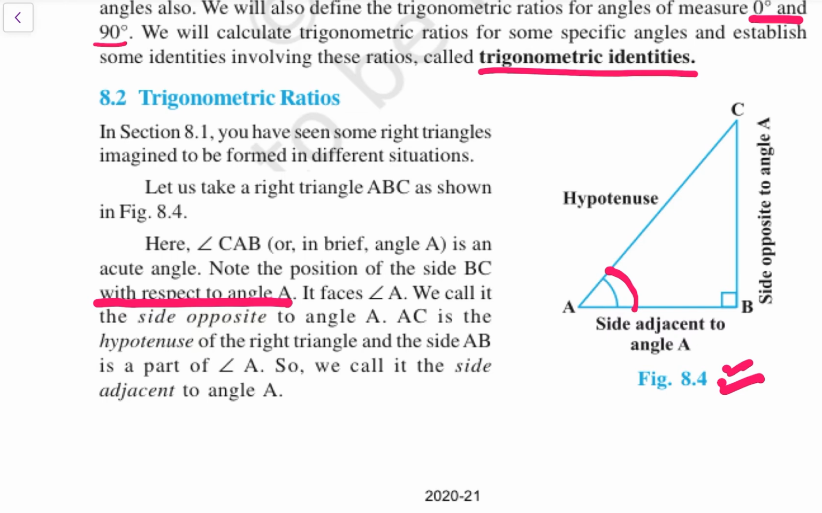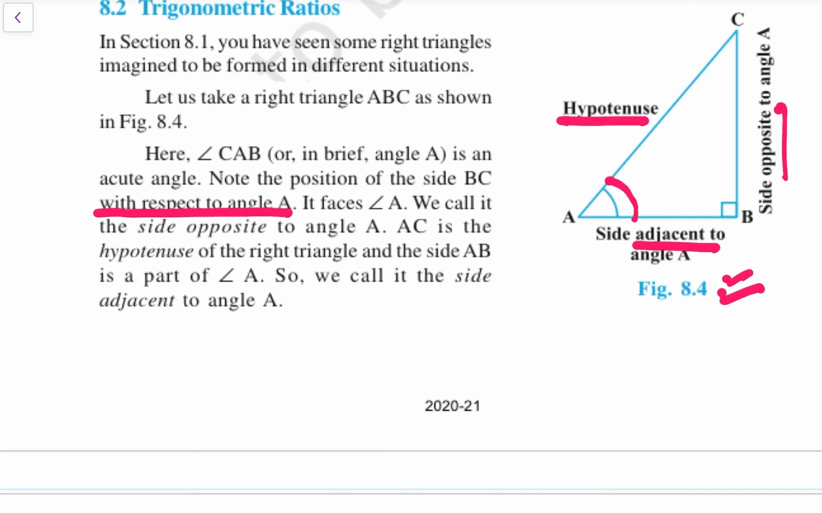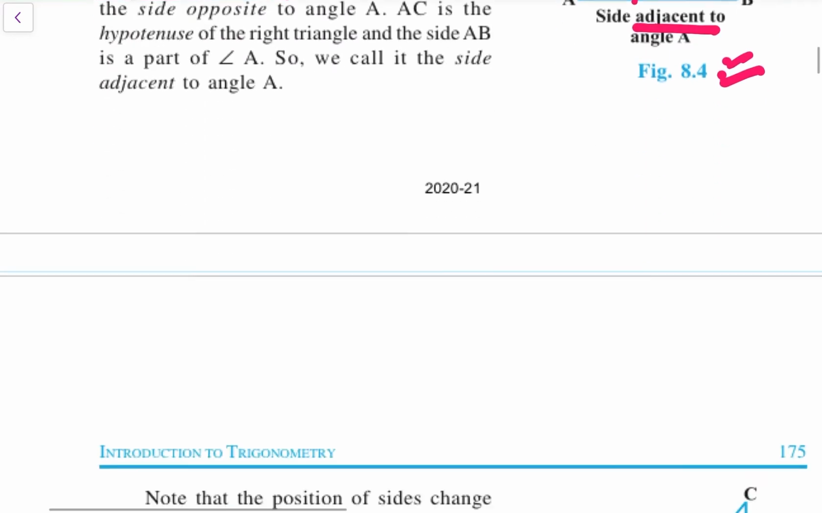That is the opposite side, and the side AB is the adjacent side with respect to A. Now AC is the hypotenuse of the right angle triangle. So we call it the adjacent side to angle A, the opposite side to angle A, and the hypotenuse of the triangle is the side opposite to 90 degrees.